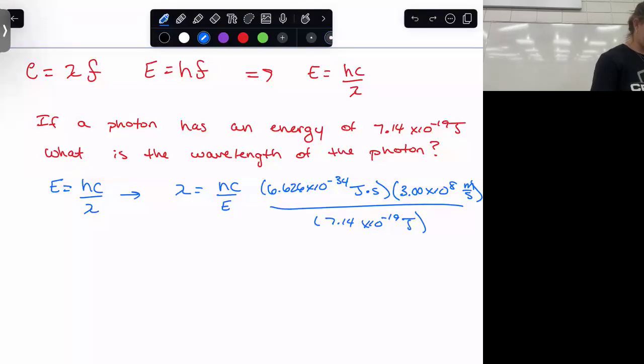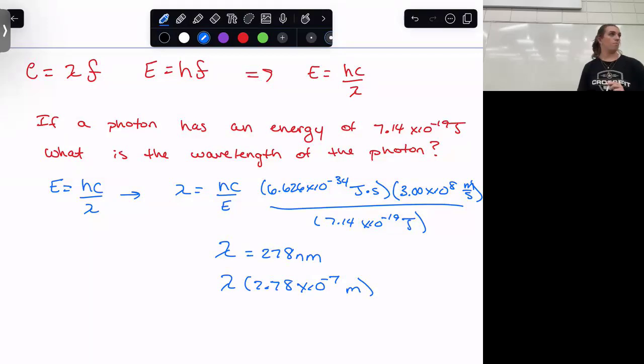Okay, and I end up with a wavelength of 278 nanometers, which is also 2.78 times 10 to the negative 7 meters. Yes, yep, so when you get it in your calculator, it'll be a small number, so you get 2.78 times 10 to the negative 7. But just to put it in like a wavelength format, nanometers is usually pretty nice. You're usually gonna be given a wavelength in nanometers, which is times 10 to the negative 9th.